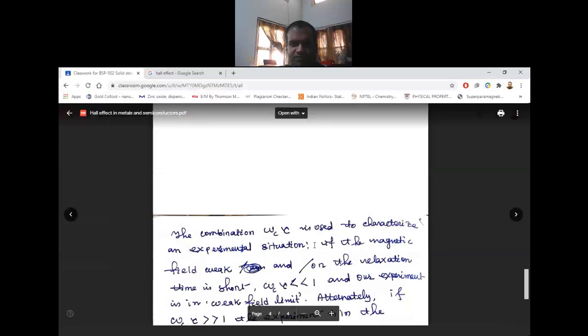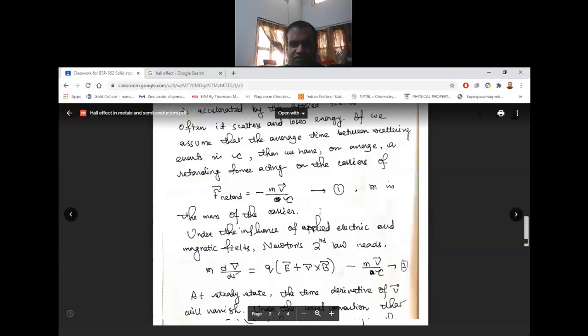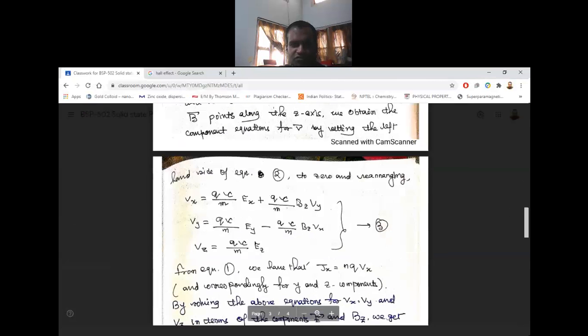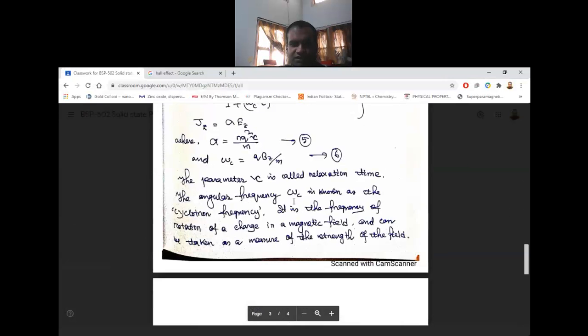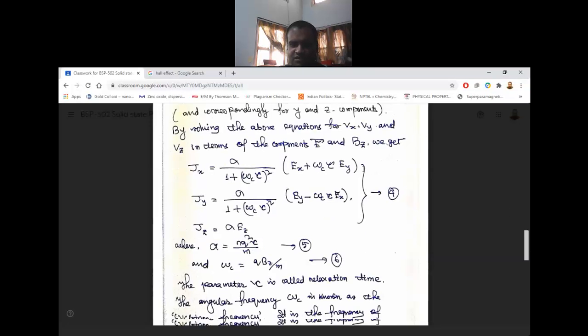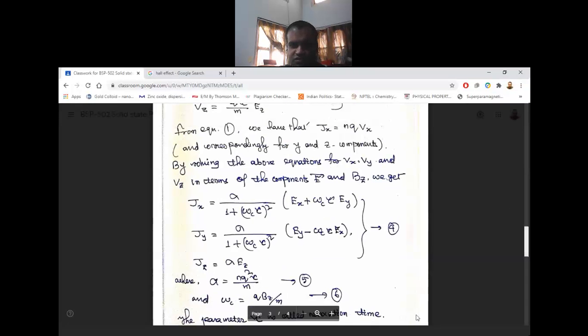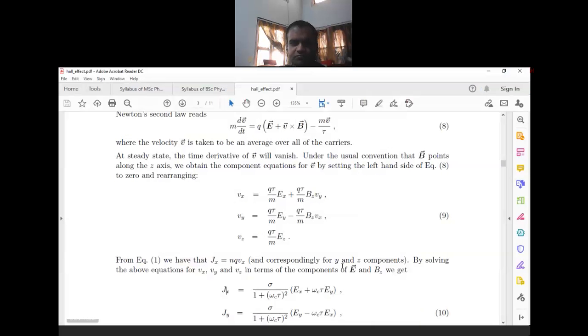So for what I can say is that you don't write from equation 1. There may be some misunderstanding, because equation 1 is something different in our note. So you can directly write, we know that Jx is equal to nq Vx. And then let me go to check the main note.